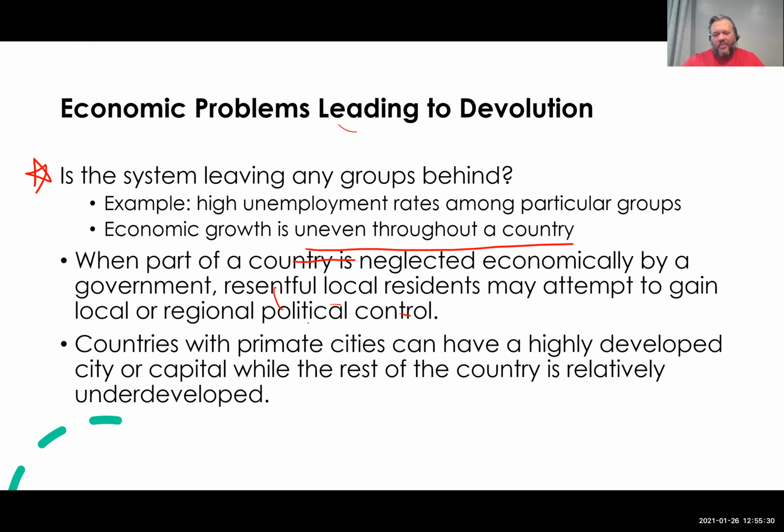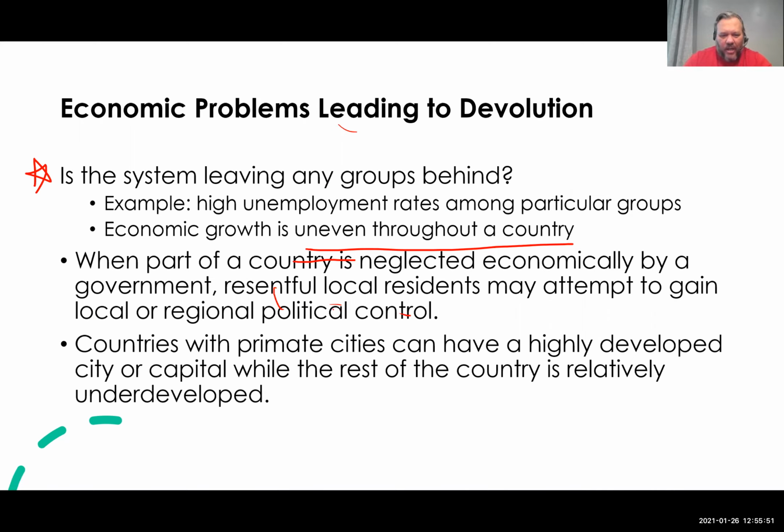Because when, if part of a country, let's say that the U.S. government kind of neglected the West Coast and said, you know what, you guys are on your own, that could lead to some resentment by the people on the West Coast and say, if you're not going to even bother to help us out, why should we even bother to be part of this country? And so that's kind of the idea.